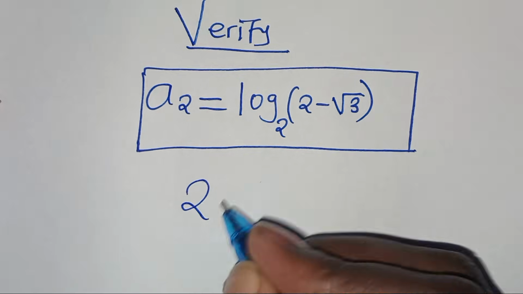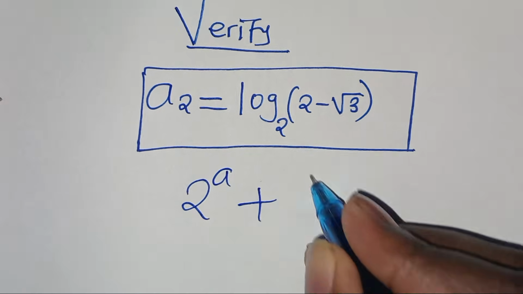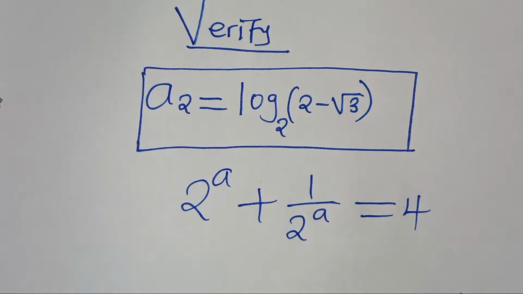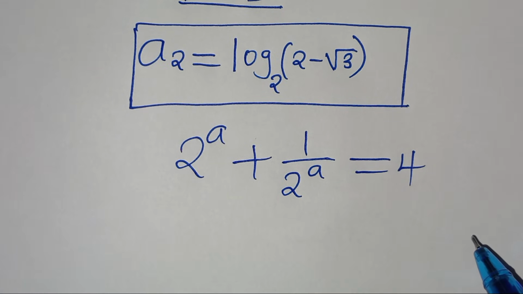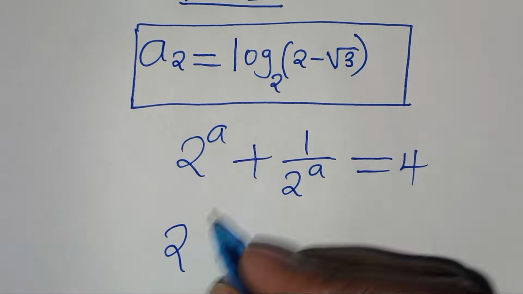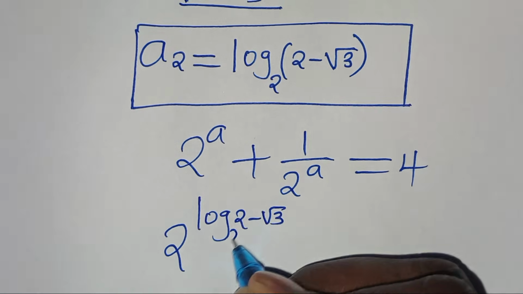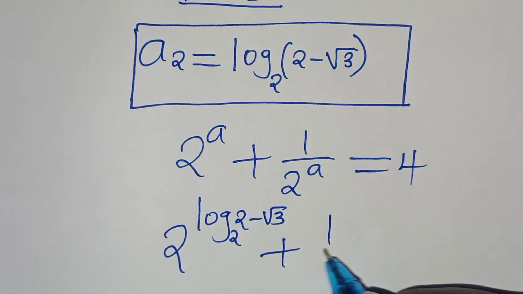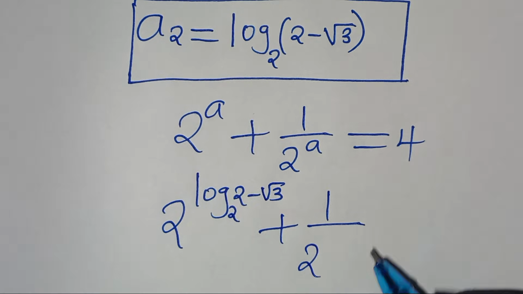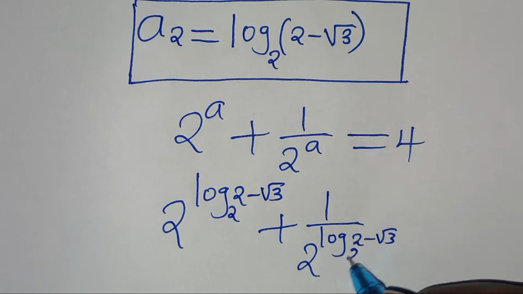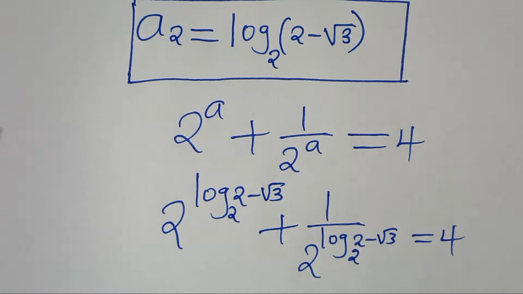So we have 2 to the power of a plus 1 over 2 to the power of a. This is equal to 4. Let's substitute the value of a so that we have 2 to the power of log 2 minus square root of 3 to base 2, then plus 1 over 2 to the power of log 2 minus square root of 3 to base 2. This is equal to 4.